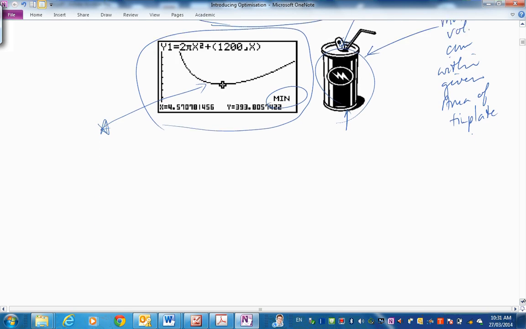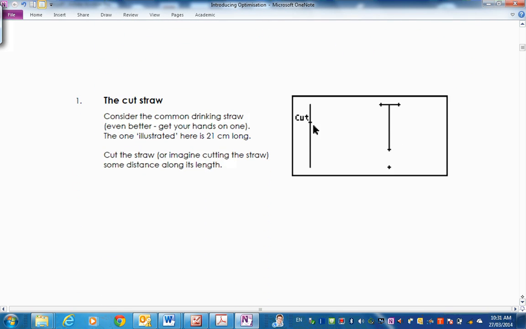Okay, come on down now. And here's our first little problem, the cut straw. We're going to have a straw here. Watch what I'm doing. It says it's 21 centimetres long. This is not a bad strategy for solving problems: actually write on the diagram some lengths. We're going to cut the straw down from the top some distance, and then that bit's going to be laid across the top here. So overall, between that and that, we still have 21 centimetres of straw.